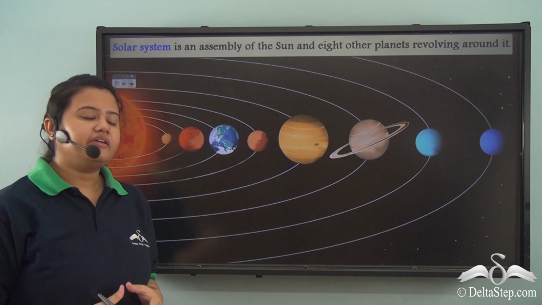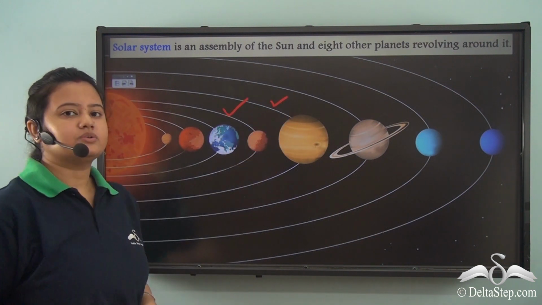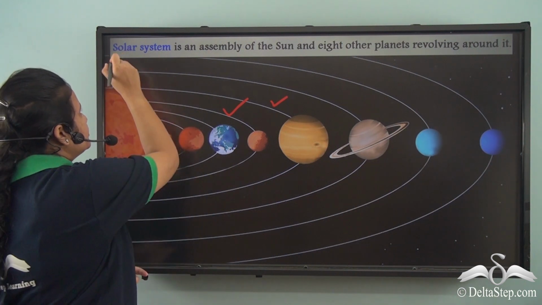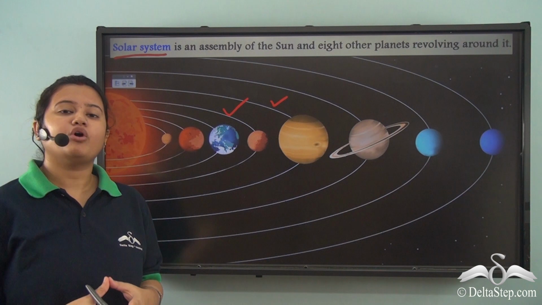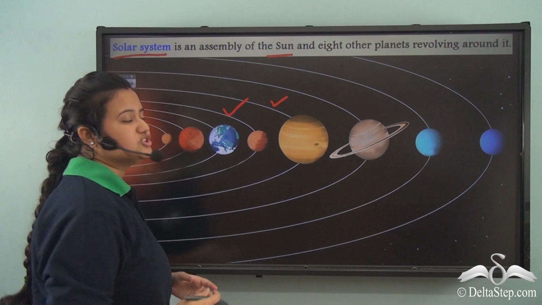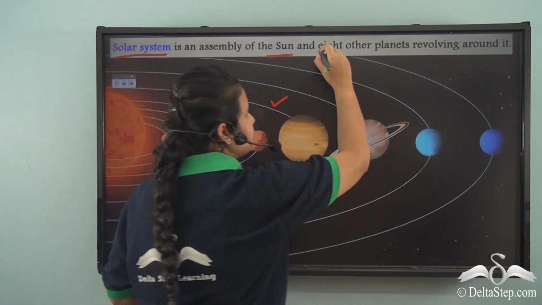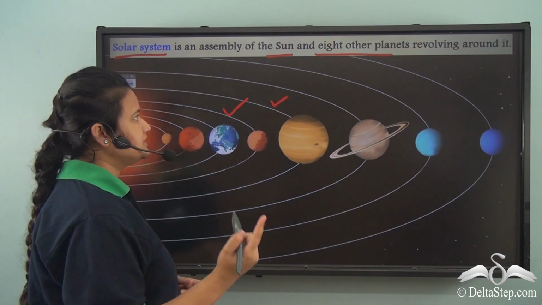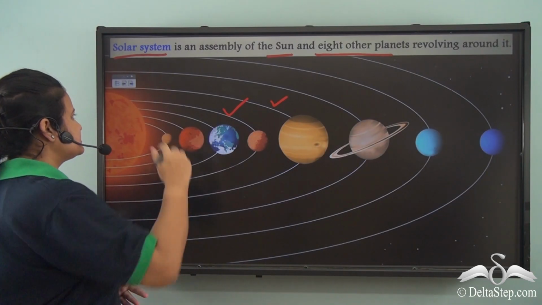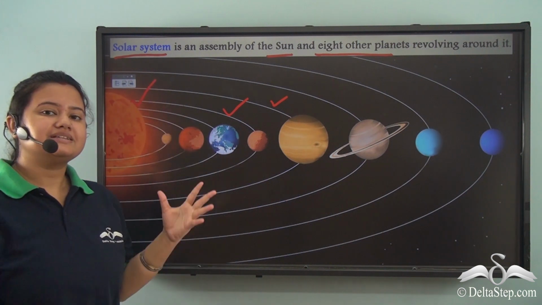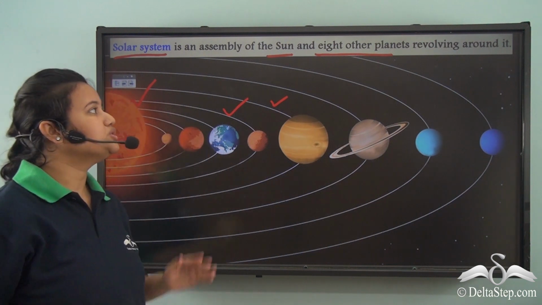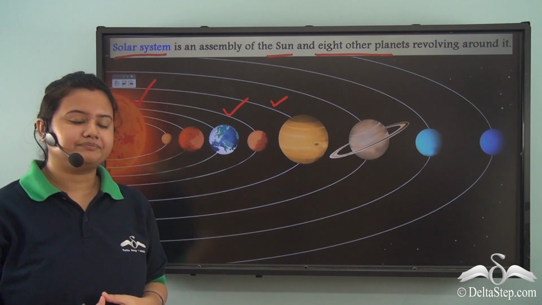Now, the system wherein the planets revolve around a particular star, usually the biggest star, is known as the solar system. Now, the solar system of which we are a part is an assembly of the Sun, which is the biggest star, and 8 other planets revolving around it. See, here we have the picture of our solar system, which consists of the Sun, which is the biggest star, and 8 other planets that revolve around the Sun. So this is our solar system.